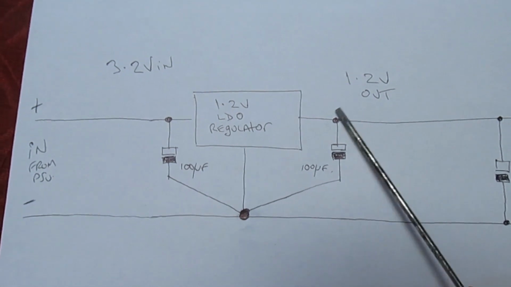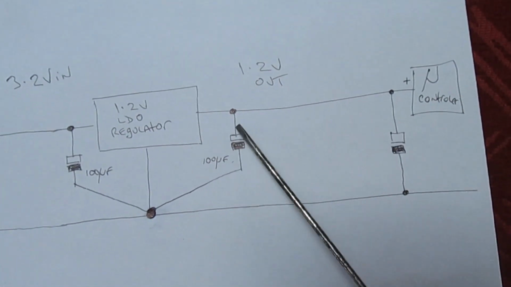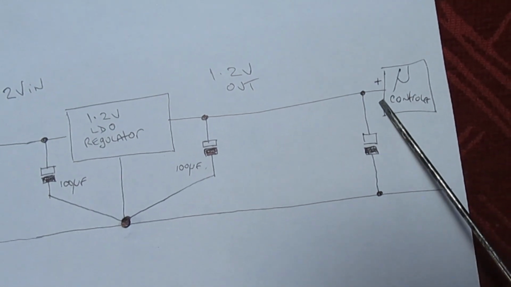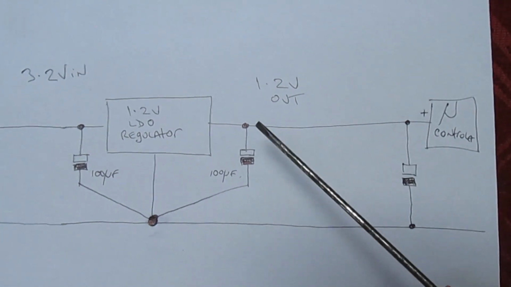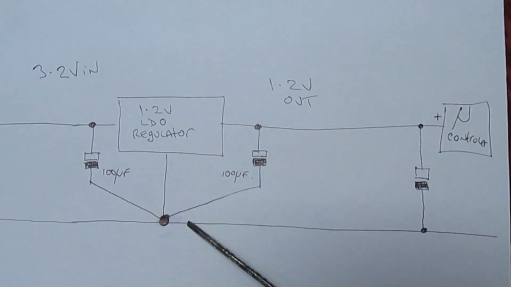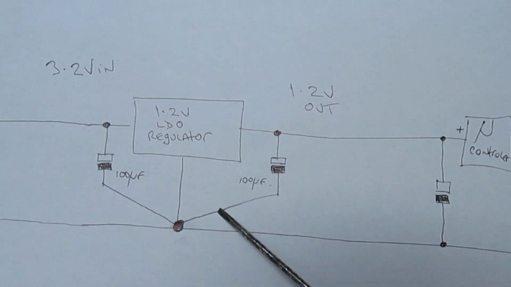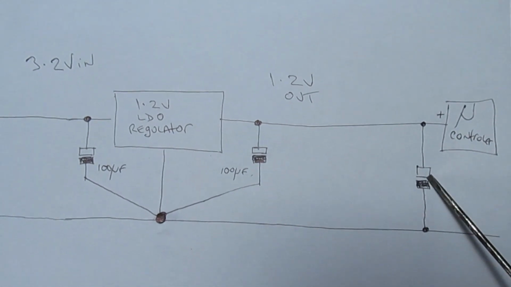Now this 1.2 volt is probably supplying the microcontroller, which further down the line will have its own input decoupling capacitor there. So what we need to do is measure these. Now ideally you need to measure these out of circuit, and we'll come to that in a minute, because it's also decoupled further down the line.